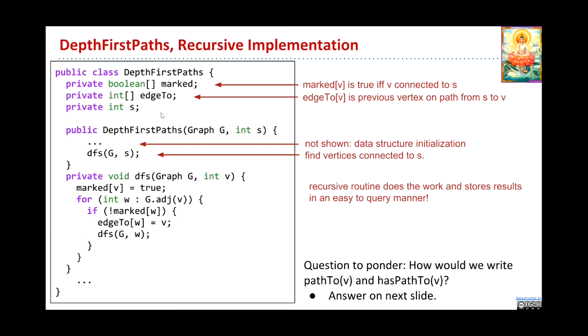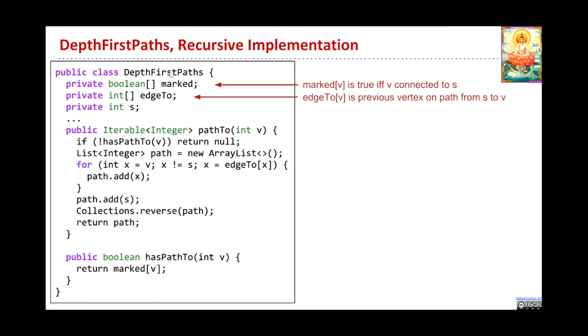Well, you could check edge 2, maybe. There's actually a better answer, though. Marked. So if 6 is marked, you know that there's a path. So hasPath to is real easy. You just return marked v. How about path 2? Well, there you have to do a little more work. You have to say vertex 5, where'd you come from? 3, where'd you come from? 1, where'd you come from? 0. So here's some code. Not going to go over it.